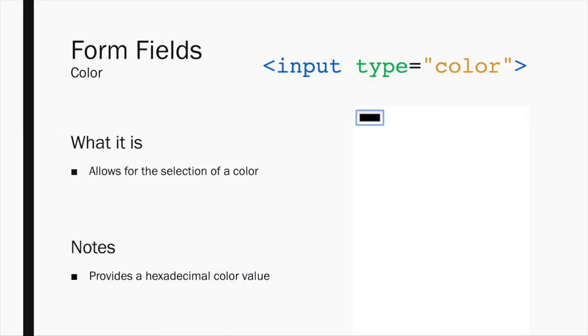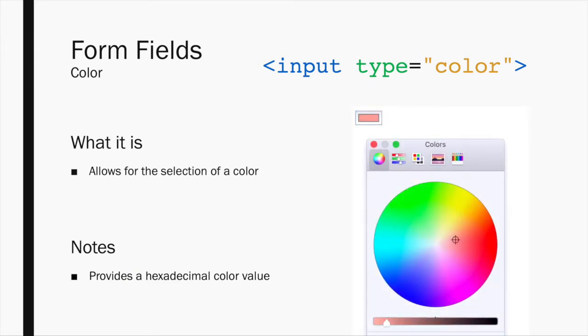You can also use color inputs. This allows for the selection of a color and submits the color as a hexadecimal color value. Just like the date input type does the standardized date sending to the form handler, in this case, you're sending a standardized color to the form handler. For example, you see this little black box. Once you click on it, it gives you a nice spectrum of colors to choose from.